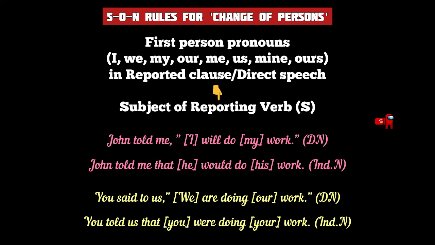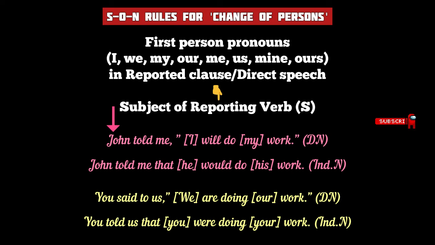The S rule says that all first person pronouns in the reported clause or direct speech, such as I, we, my, our, me, us, mine, ours, are changed according to the subject of the reporting verb in the main clause. For example, John told me, "I will do my work." In this sentence of the direct narration, we have two first person pronouns, I and my, in the direct speech. Now, according to the first rule of the SON formula, these two first person pronouns should be changed according to the subject of the reporting verb.